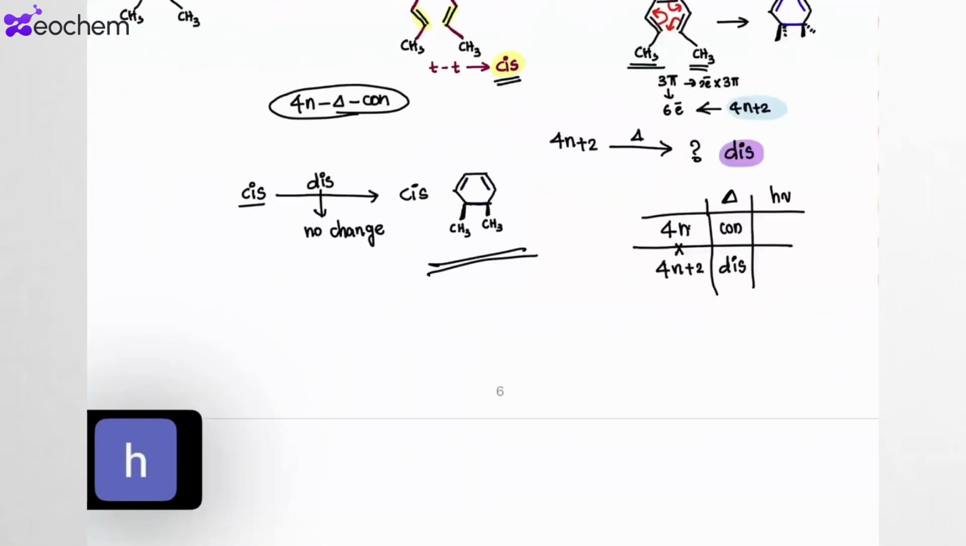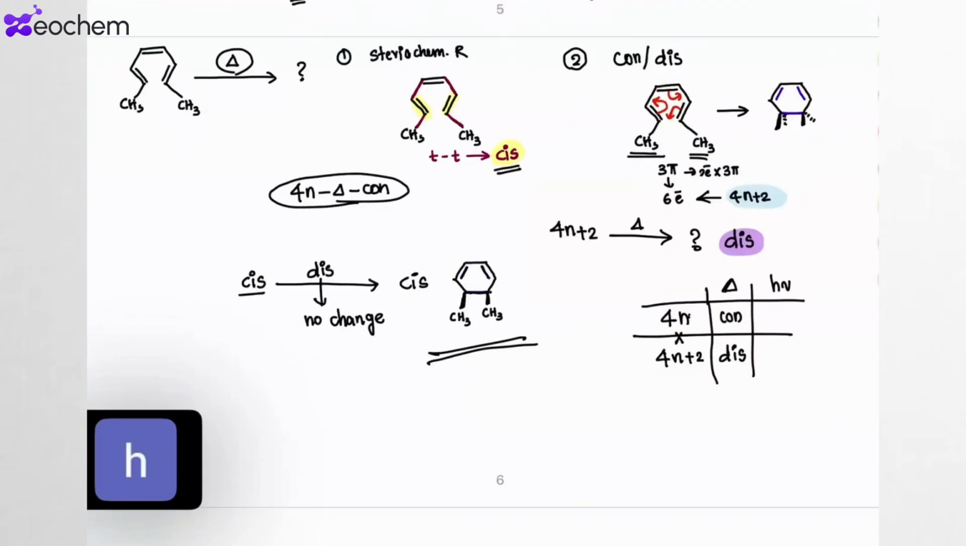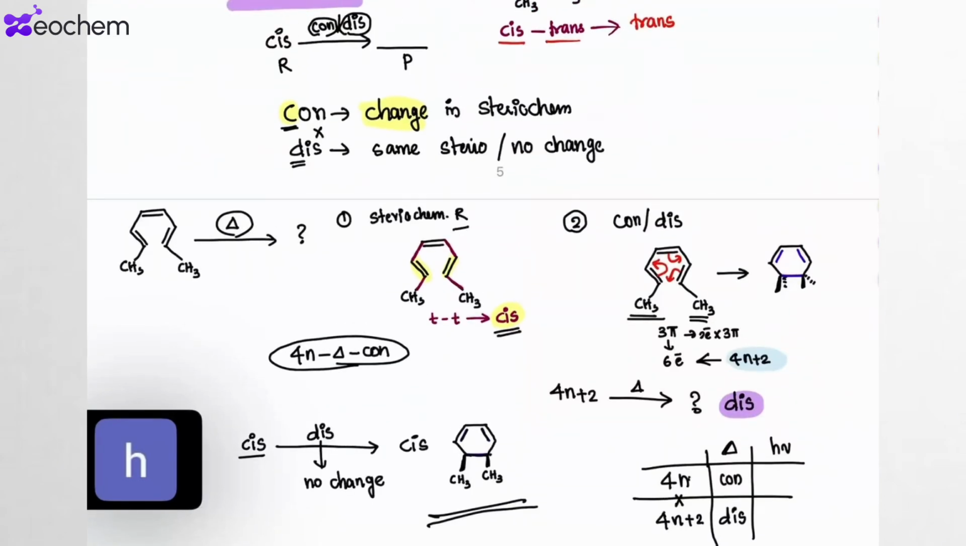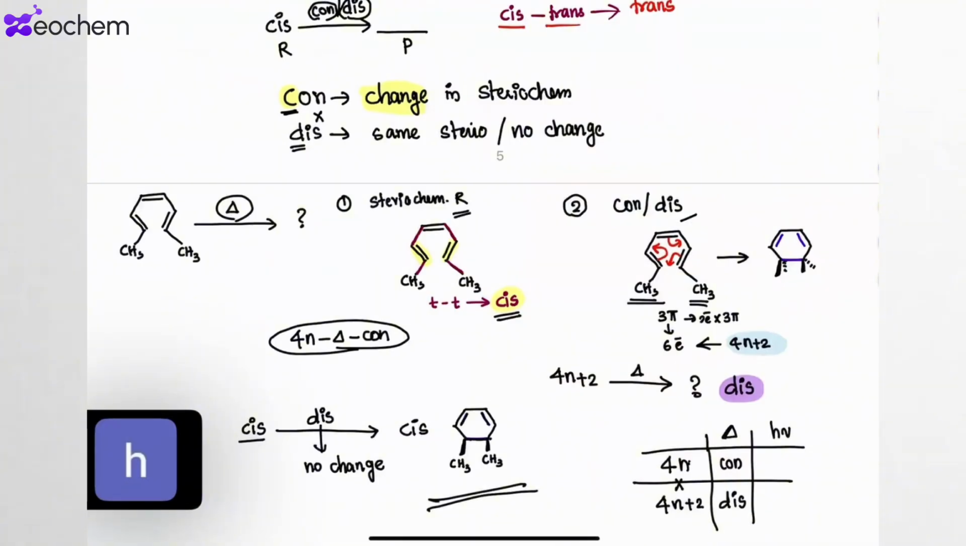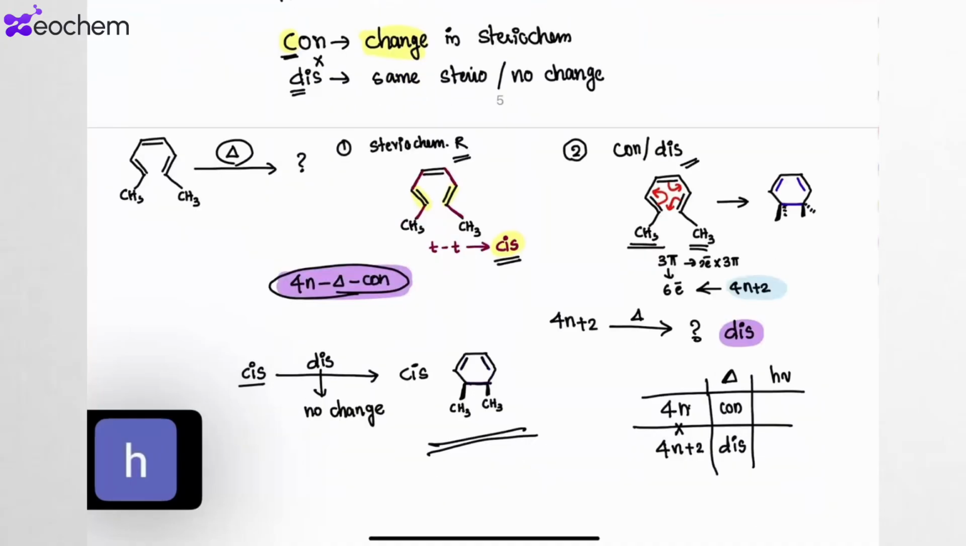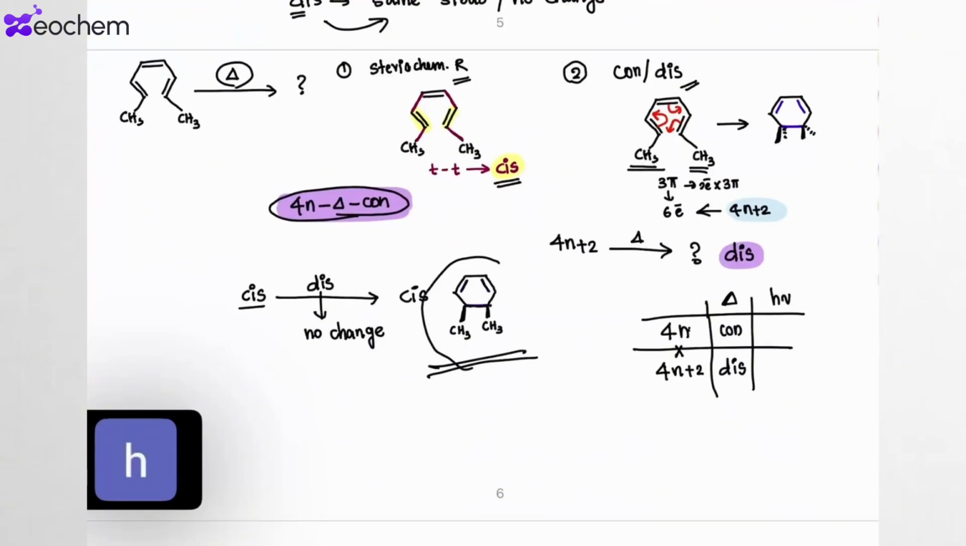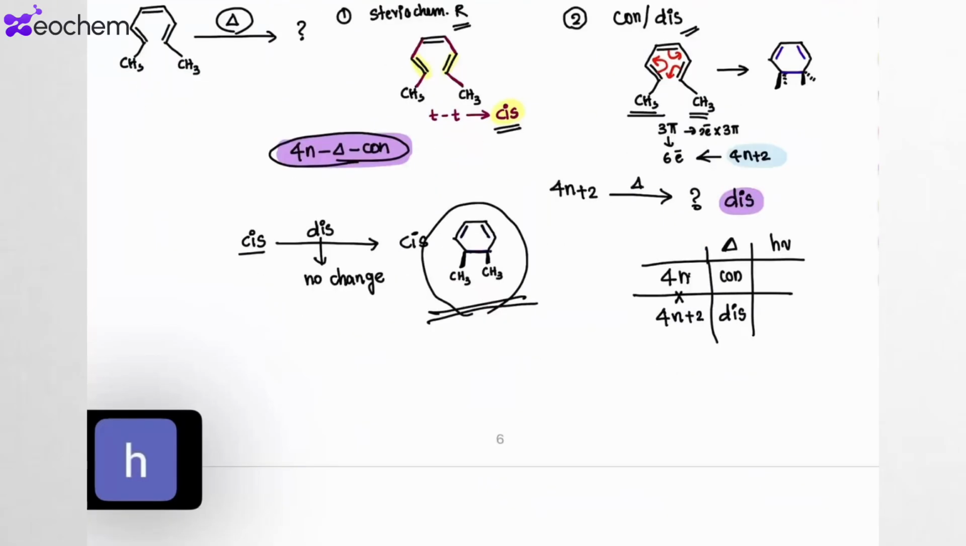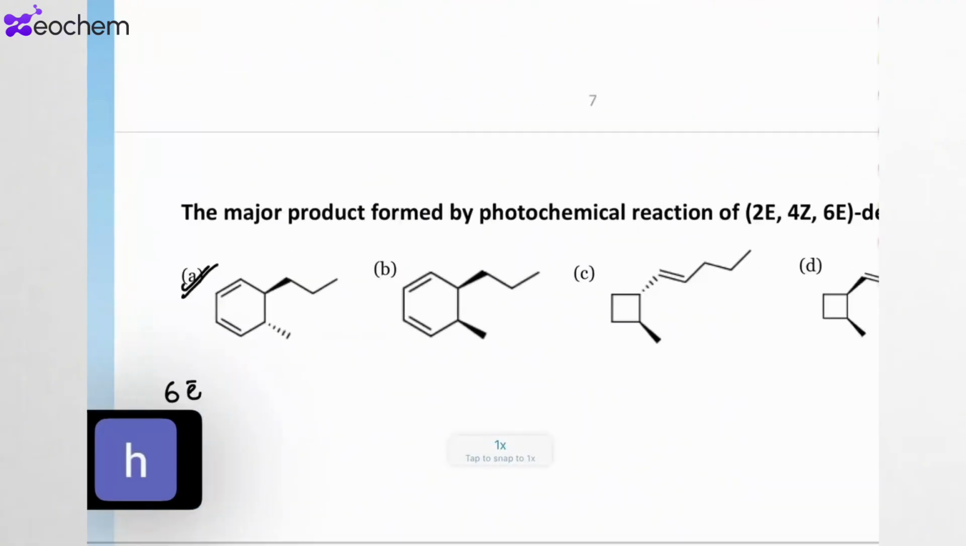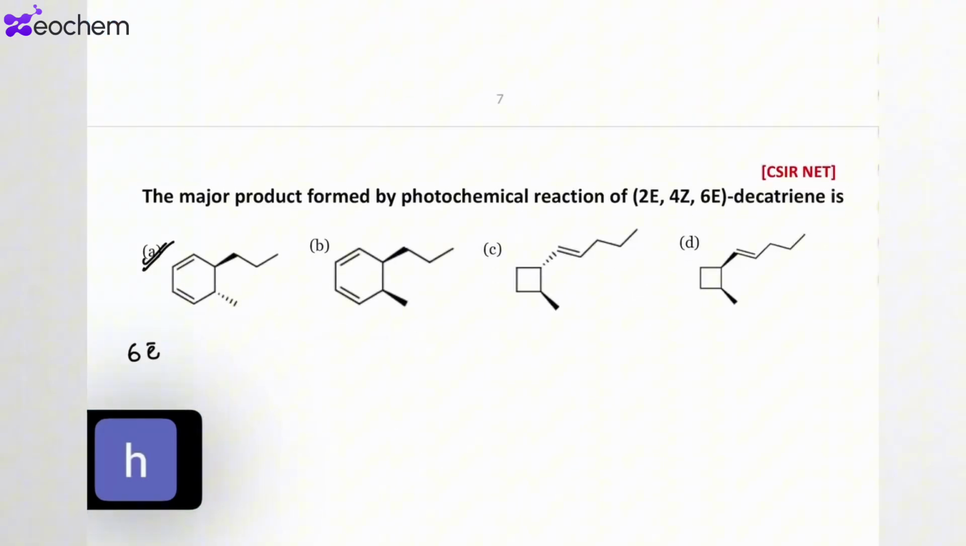Before going on, I'll tell you, the first step is determining the stereochemistry of the reactant. The next step is to determine whether con or dis is happening through our selection rule, which is 4n delta con. If con is coming, that means a change in stereochemistry, and dis means the same stereochemistry. Thereby we are determining the stereochemistry of the product. Now we'll discuss one or two previous year questions asked in CSIR NET, and determine the end product.